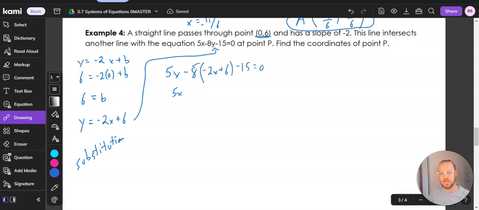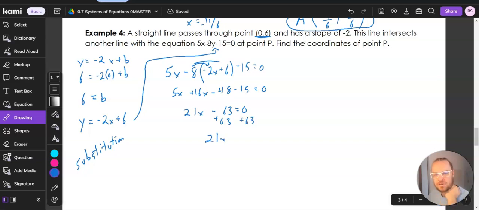So then we simplify this by taking that negative 8 and plugging it in. So we will get plus 16x minus 48. Yes, minus 48 minus 15 equals 0. And put those together, I'm going to get 21x minus 63 equals 0. Put that 63 over to the other side so that we can start to solve this. So 21x equals 63. Divide both sides by 21, and I will get that x is equal to 3.